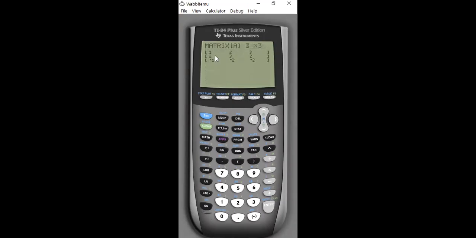I already input it here: 1, 2, 3, 2, 3, 2, negative 1, negative 2, negative 2. When you finish, you do second, quit. Then you go to the matrix again and edit the B matrix, which is a 3 by 1, just the constants: 21, 25, negative 31. You input that, then you do second, quit.